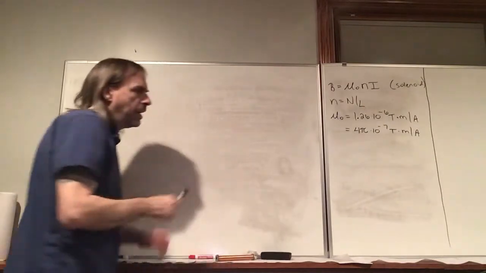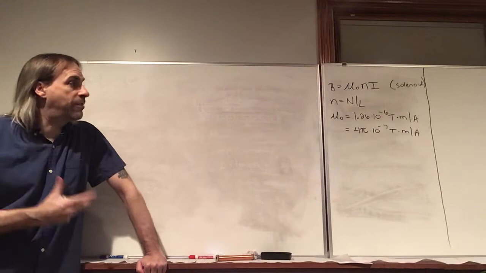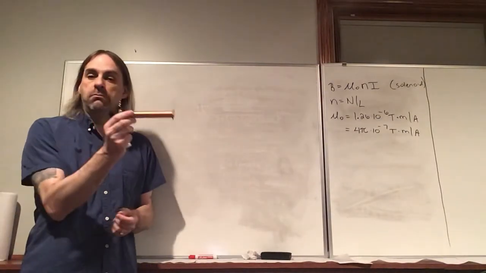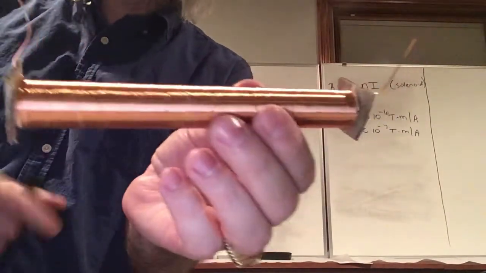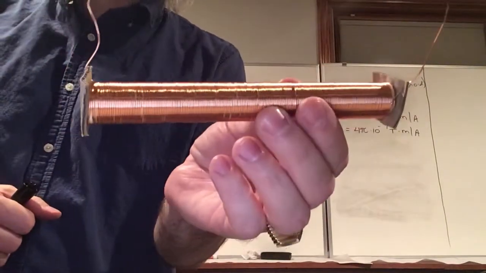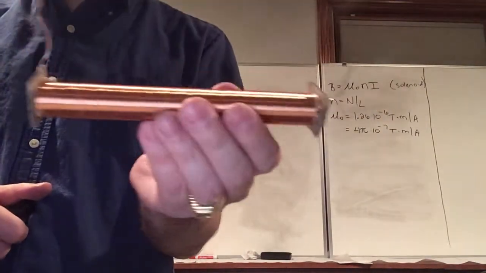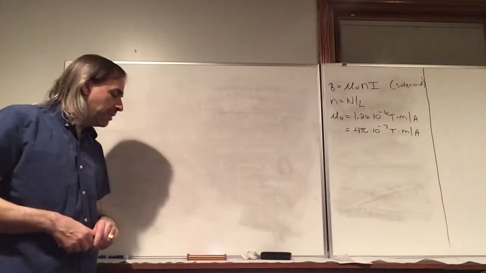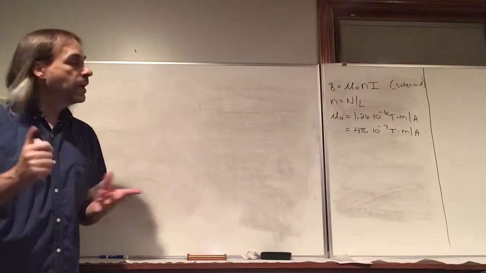But here, I want to focus on, say we actually build a solenoid. And so I have one right here. So I'll hold this up a little bit. You can see it's like one wire that's just wrapped around a cardboard cylinder, over and over. And so we want to calculate the magnetic field.